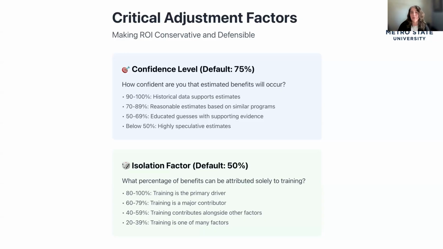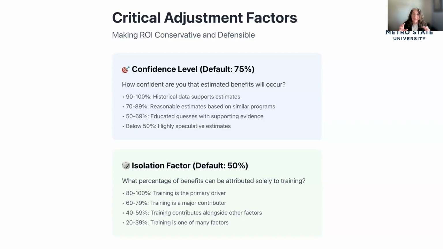Well, as we're going to see in our calculator, you can adjust this confidence level so that you can say, hey, if we were more confident in our numbers, look what would happen with our ROI, right? And so you can adjust that and have that discussion with the people you're presenting to. You can say, this is why our confidence level is this, and here's how we can make it a little bit higher, or here's where we can make it more conservative. The default in the calculator I'm going to show you is 75%, so it's right in that reasonable estimates based on similar programs.